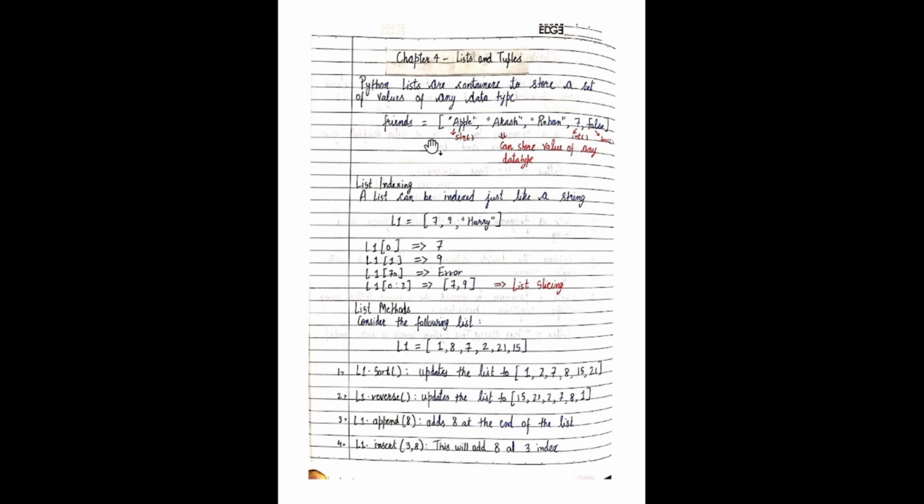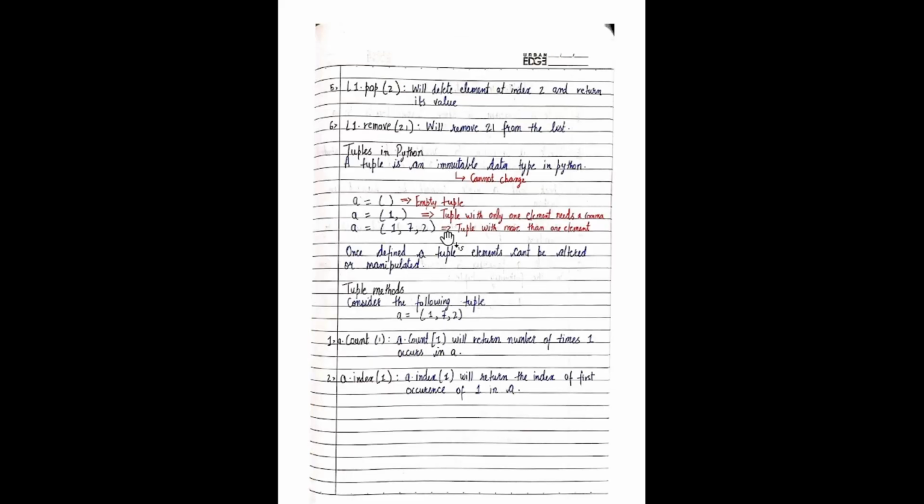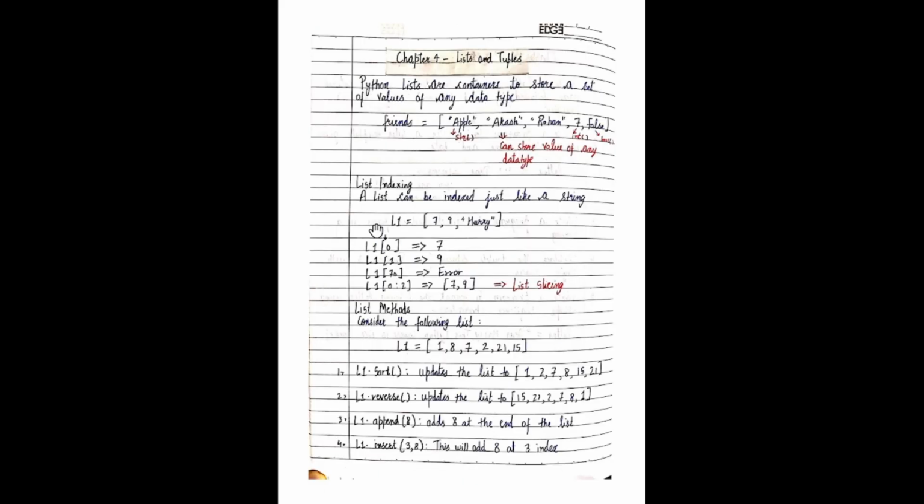friends is equal to Apple, Akash, Rohan, 7, false. These include numeric values, true and false as boolean values, and integer and string types. So it can store a value of any data type. And what is a list? A list is a collection of multiple values stored in one variable, and a list can contain different data types. Then there is also a VS Code demo.